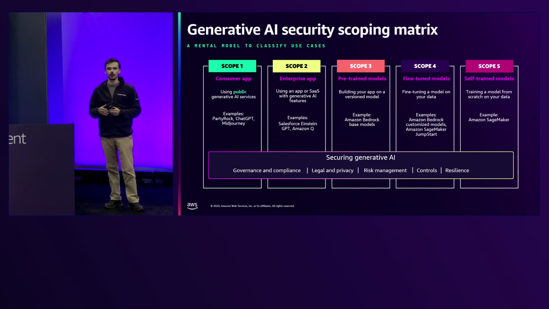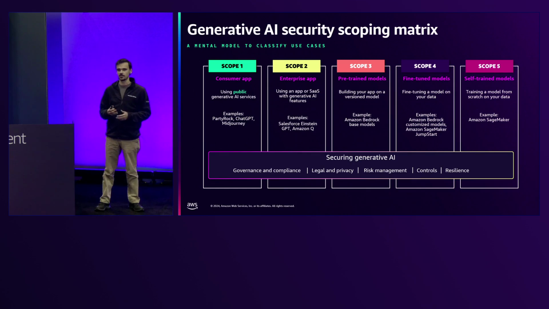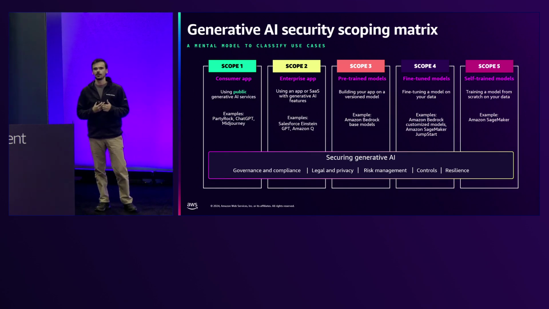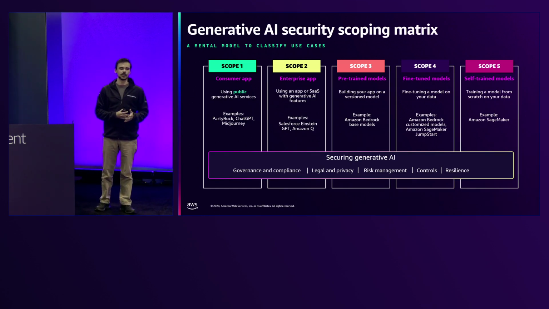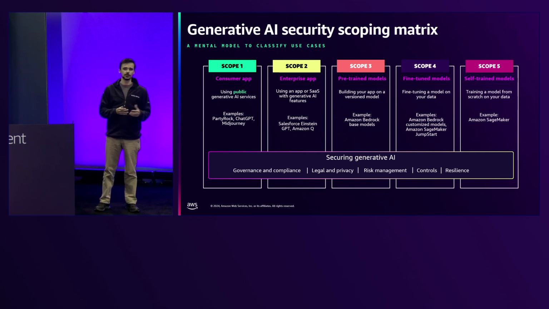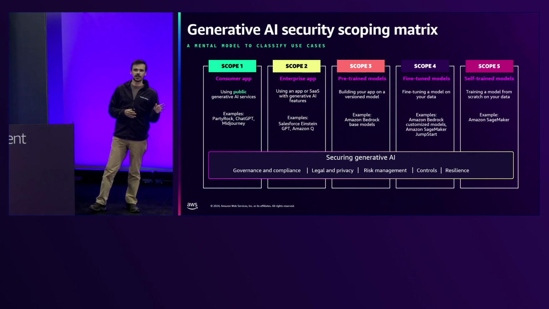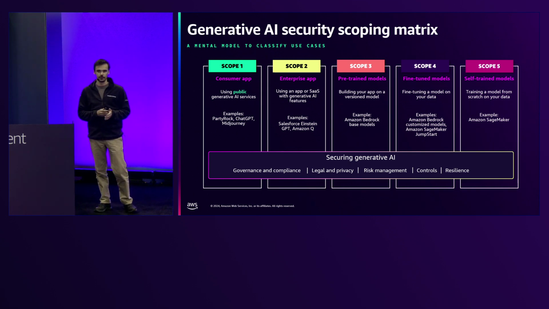Then you have scope 4. Here you have a model, but you're already using some of your data to make it better at doing something. Maybe you want to adapt the domain. Maybe you want to teach it something that it doesn't do that well. And then on scope 5, you have self-trained models, right? From my experience, and from the experience we have dealing with many customers at AWS, most people fall within scope 2 and 3. Some folks are in scope 4, but we don't see that many people in scope 5, okay?